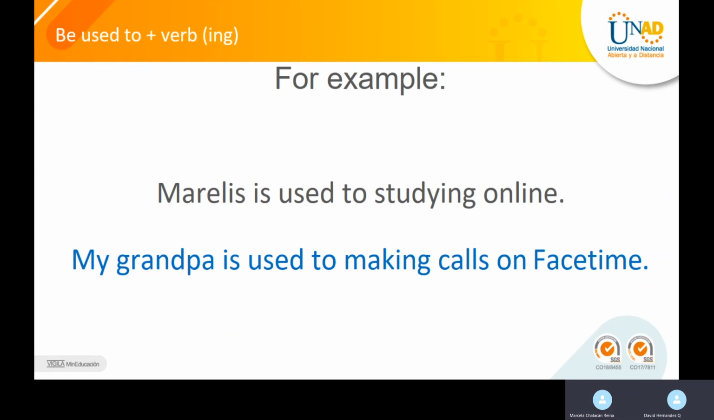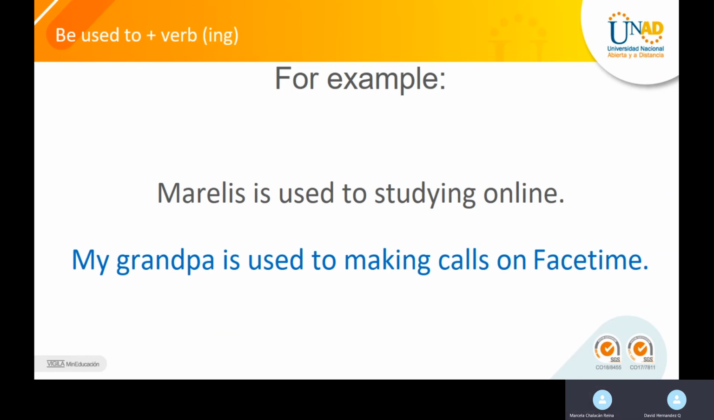Uno puede estar acostumbrado, pero no hacerlo ya. Y la otra, soler, soler hacer algo es hacerlo repetidas veces. Entonces es lo que estamos tratando de marcar ahí. So in this case, Marelis is used to studying online. We are focusing on her custom right now.